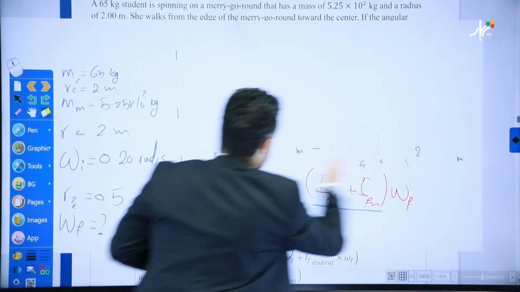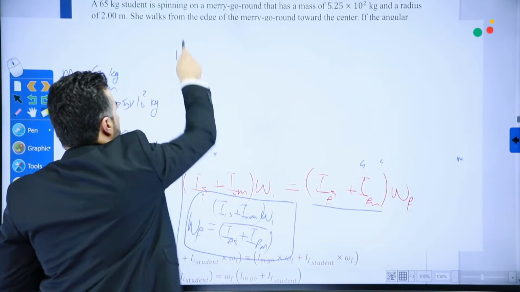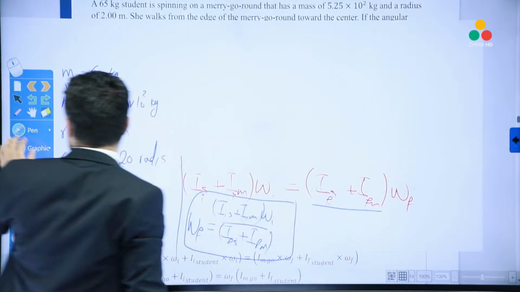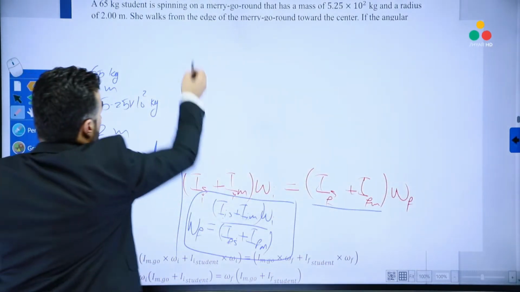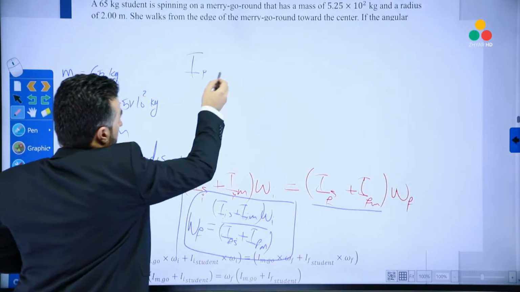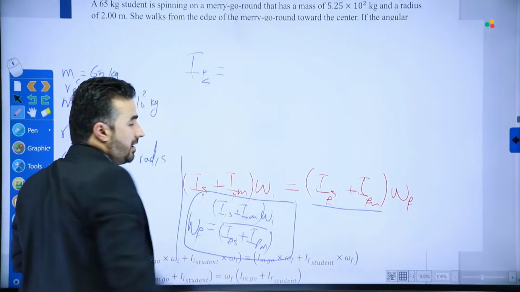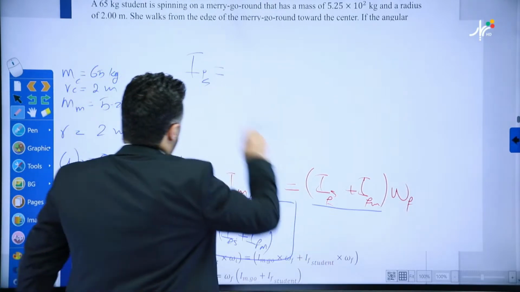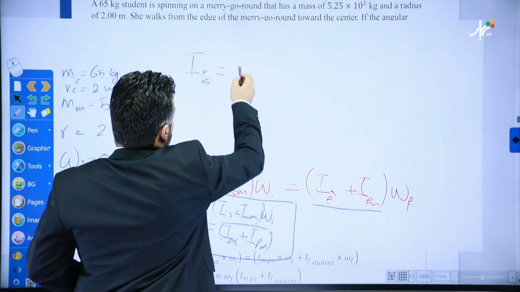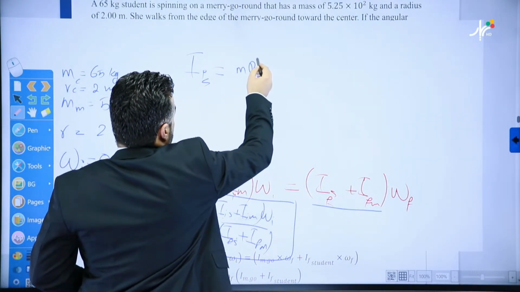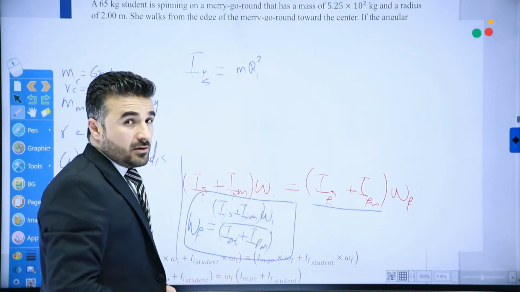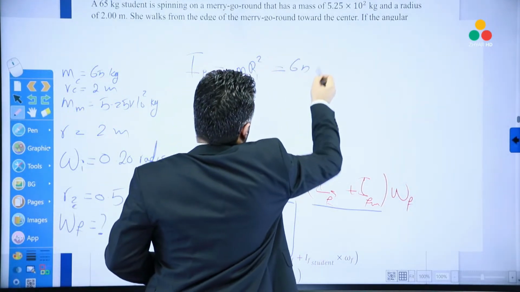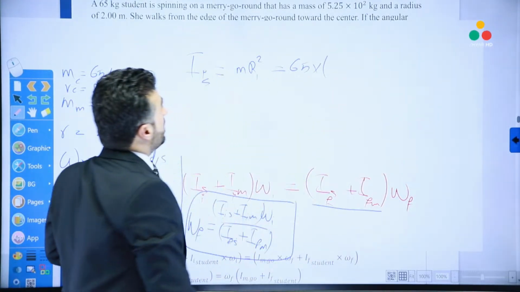Let's find the moment of inertia for both the student and the merry-go-round. So let's say the initial moment of inertia for the student. We consider the student as a point mass, or as a thin hoop. So in this case, we'll use mr squared. But remember, this is the first radius, okay? The mass of the student is 65 kilograms multiplied by the radius.